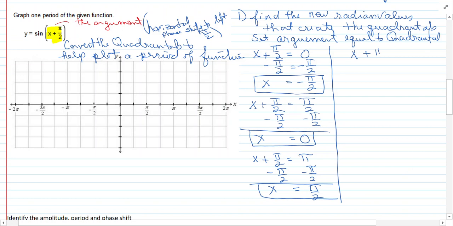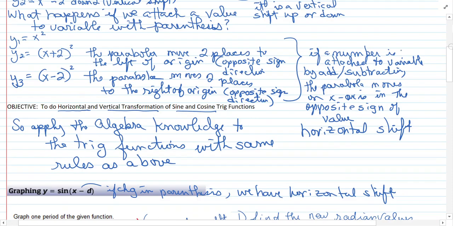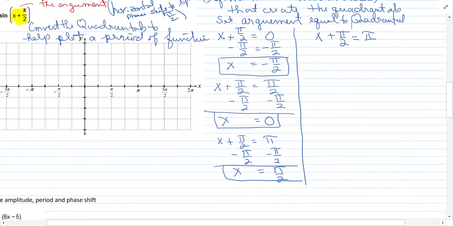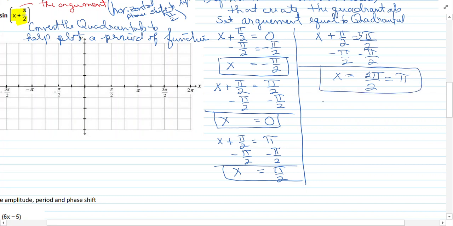x plus pi halves equals 3 pi halves, sorry about that. So I'm going to subtract the pi halves. When I do that, I have x equals 2 pi halves, which equals pi. So now I have my next one, and now I'm doing my last one.